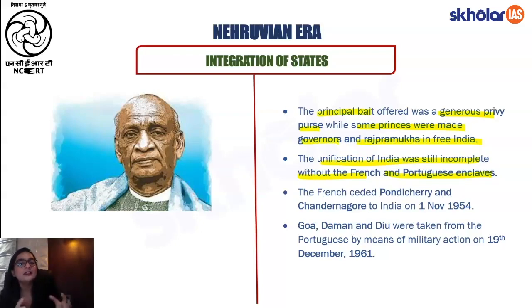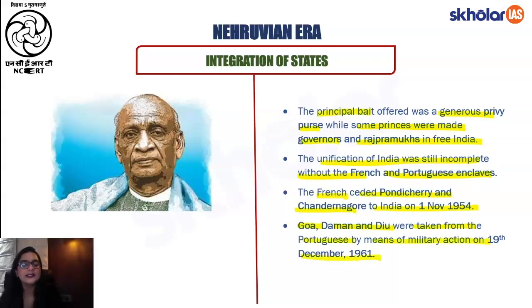And that is why the unification of such territories was also equally important in order to create India as a free independent country. As a part of the students, it will be important to note that the French themselves ceded Pondicherry and Chandernagore to India on 1st November 1954. On the other hand, Goa and Daman and Diu were taken from the Portuguese by means of military action on 19th December 1961.